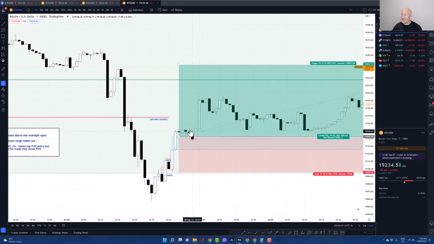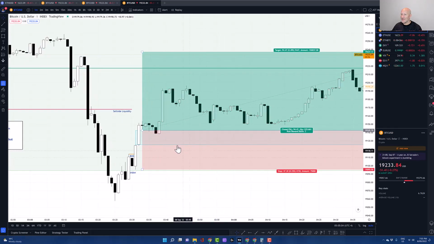Now remember, one of ICT's rules is that we take the trade from the first fair value gap, or the top one, or the low one, depending on if it's a bullish or a bearish setup. Obviously this is a bullish one, so we're taking the top one, but we need to be able to accommodate price going all the way into the lower one, or the first fair value gap, and so we have our stop down here at the low of this candle. So you can see the market trades into the fair value gap.